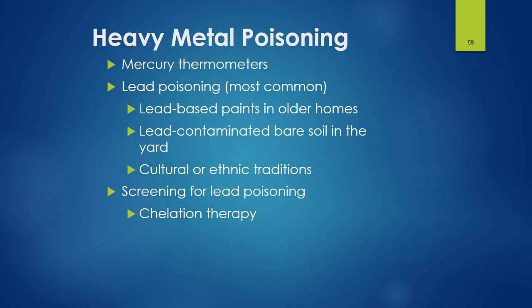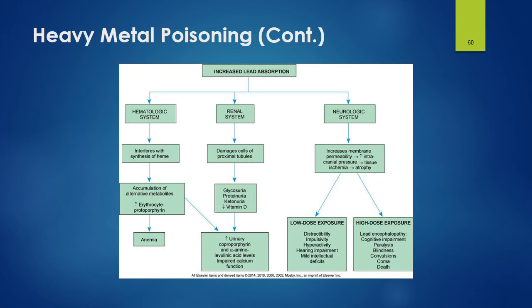Most of the pathophysiologic effects of lead are reversible, but sometimes there are central nervous system consequences and permanent damage. Here is a diagram of how lead affects the hematologic, renal, and neurologic systems.